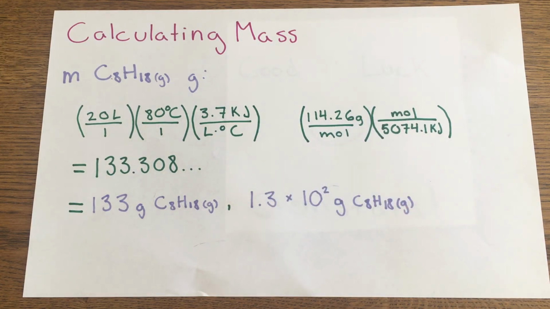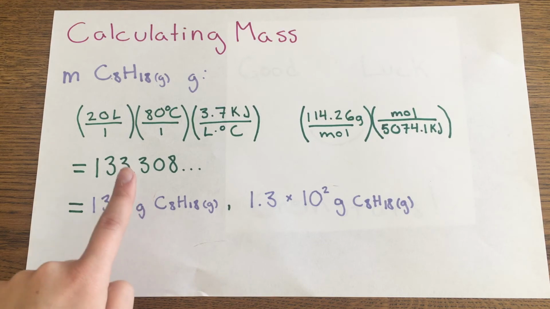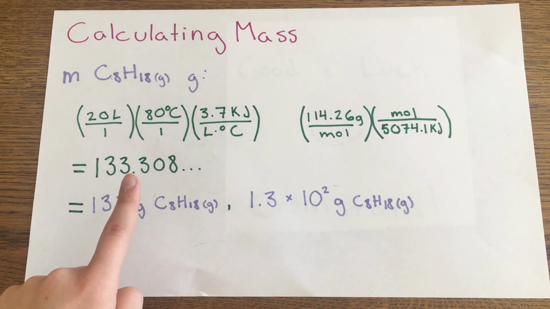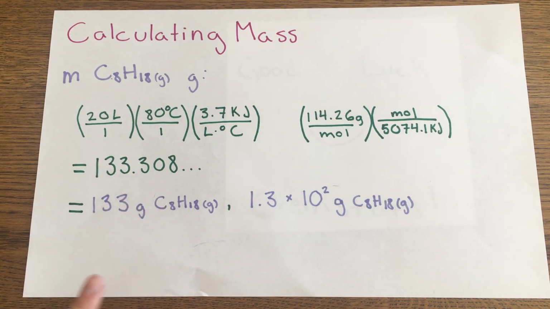Now we can calculate the answer of 133.3082123. We can round that to 133 grams of octane, or use scientific notation to obtain 1.3 times 10 to the 2 grams of octane.